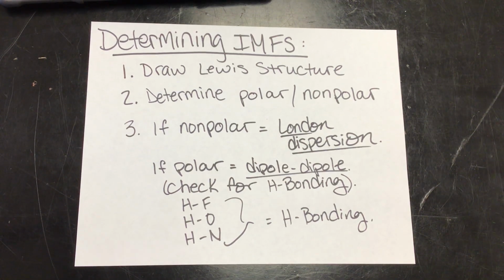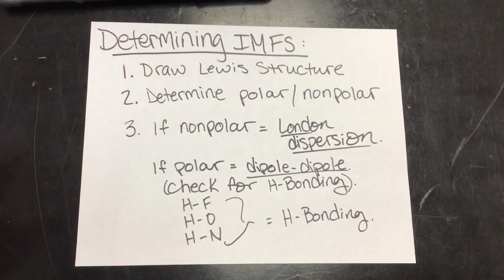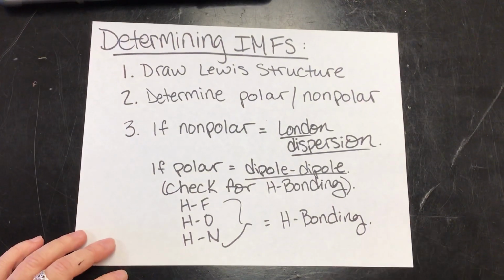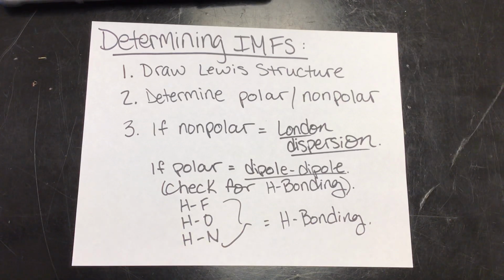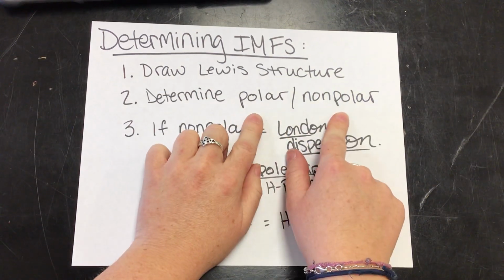Hi everyone. In this video we're going to be learning how to determine the intermolecular forces found within actual chemical compounds and molecules. So here's a brief list of how to go about doing it. If I was to give you a molecule, the first step you want to do is to draw its Lewis dot structure in order to determine its polarity.